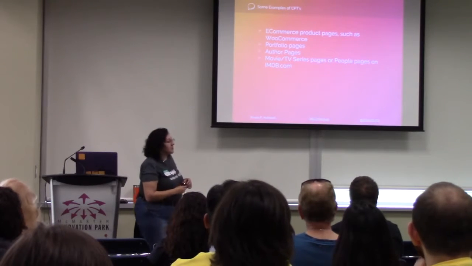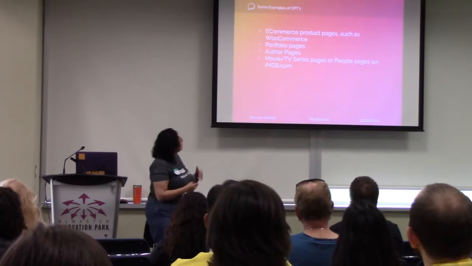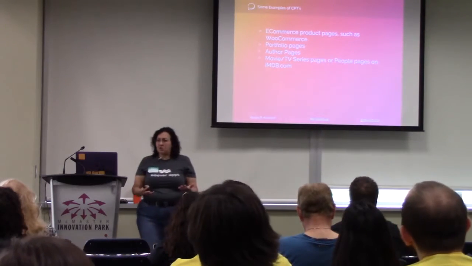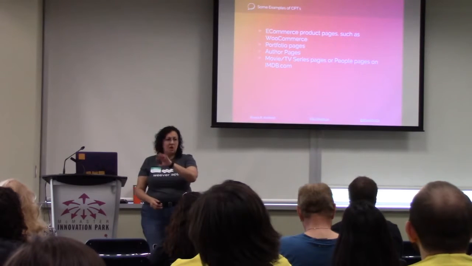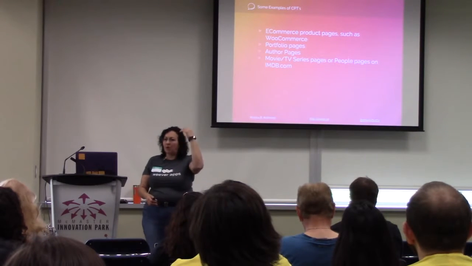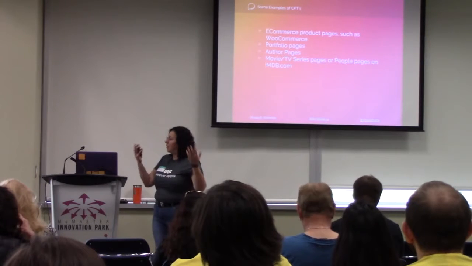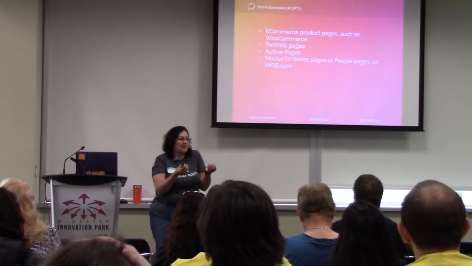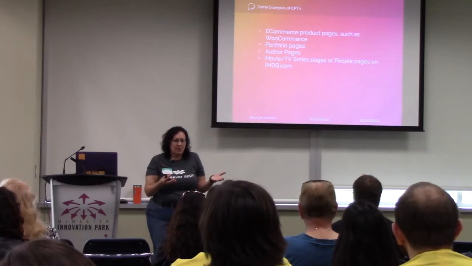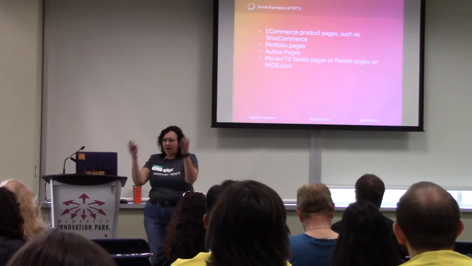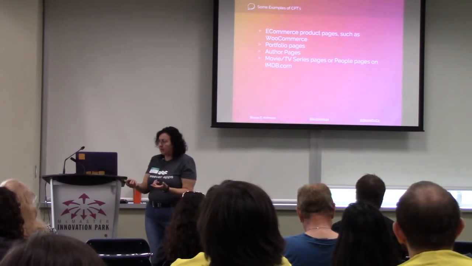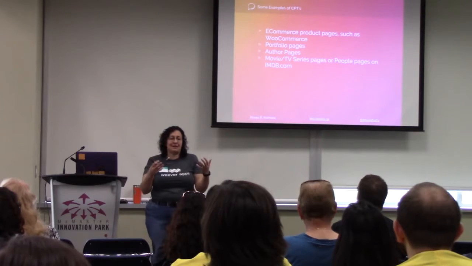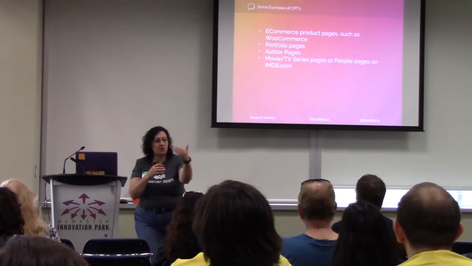So some examples of custom post types. E-commerce product pages, right? You have a product page, and on that page, you will probably have an image. You may have a field for what the cost of the item is, how much it weighs, those kinds of things. Those are not inherent on a post, right? You have a title, you have categories, you have tags, and you have the body. That's about it, right?